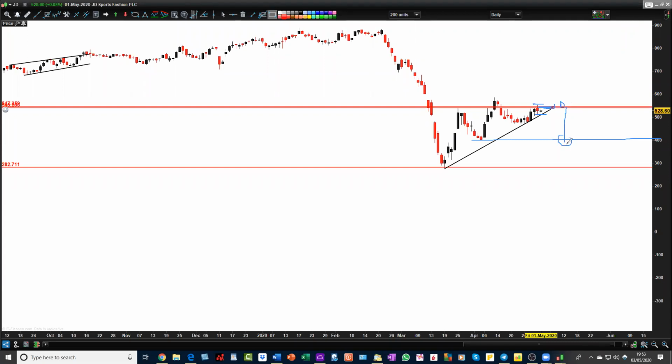And then if we continue to close under 400, then we're back down to the lows, and who knows? With 280, I could see that could go lower than 280. Anything can go lower than 280. Anything can go lower than its support.